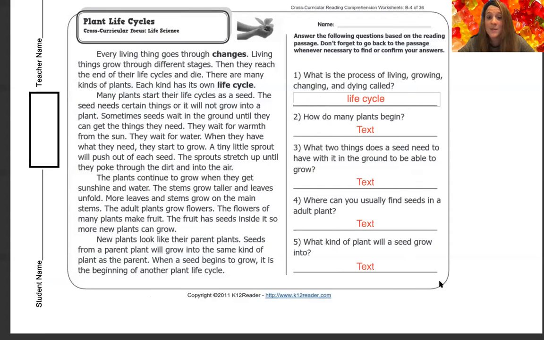Okay, guys, sorry about that. I had something at home that I had to take care of. Okay, we're going to continue with the questions for plant life cycles.